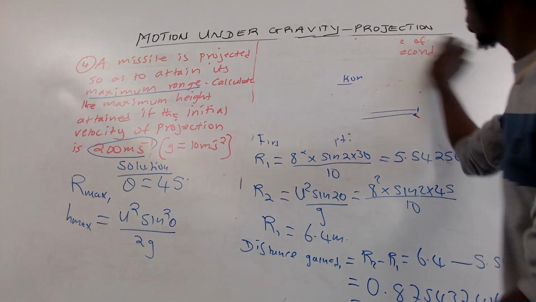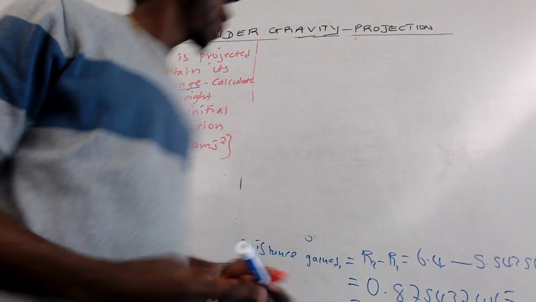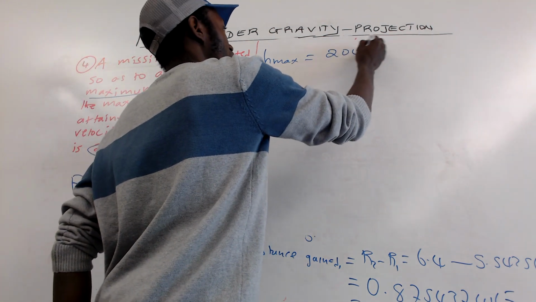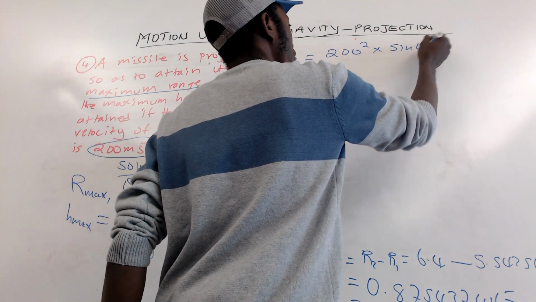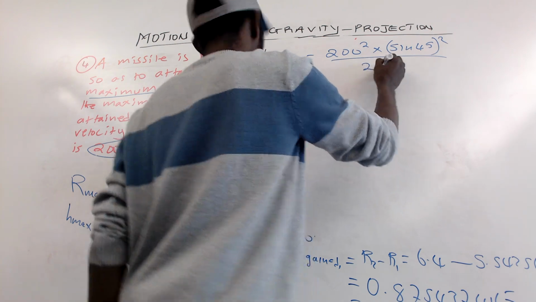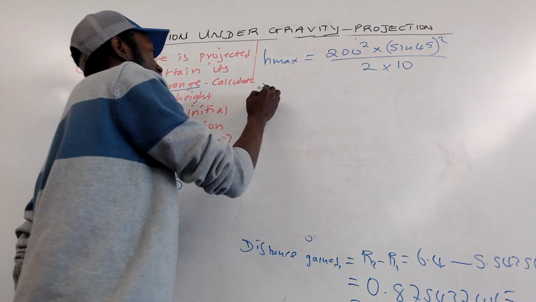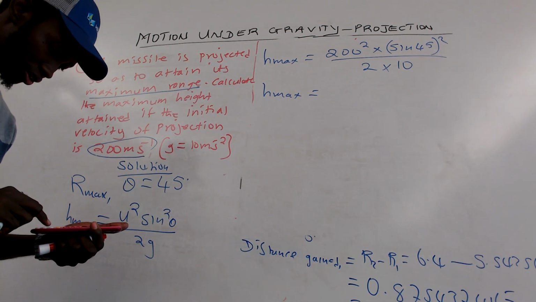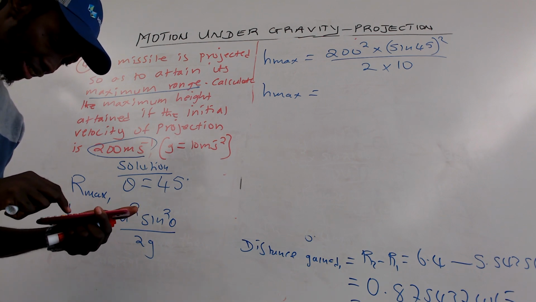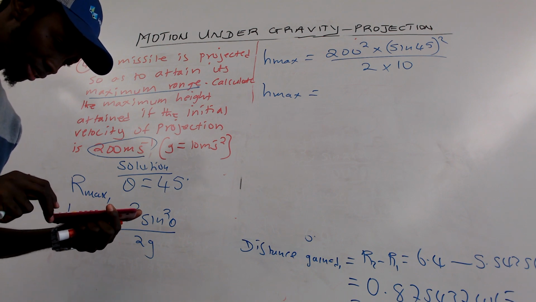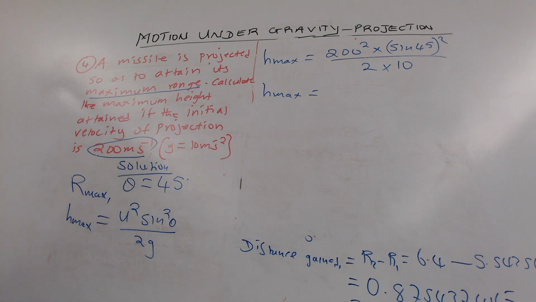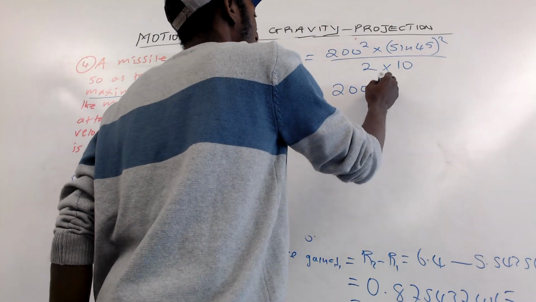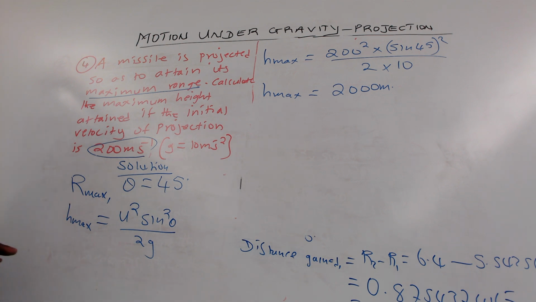So H max becomes, U is 200, so this will be 200 square times sine 45 all square, divided by 2 times the gravity of free fall, which is given as 10. So we can multiply everything to have the value. We say 200 square times sine 90 squared divided by 20. So we have 2000. So the maximum height is 2000 meters. This question is very simple and straightforward. So this is the 4th.